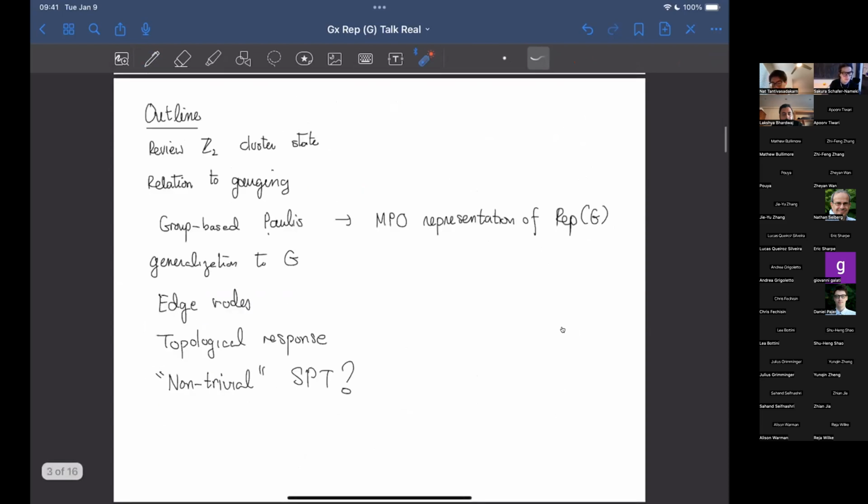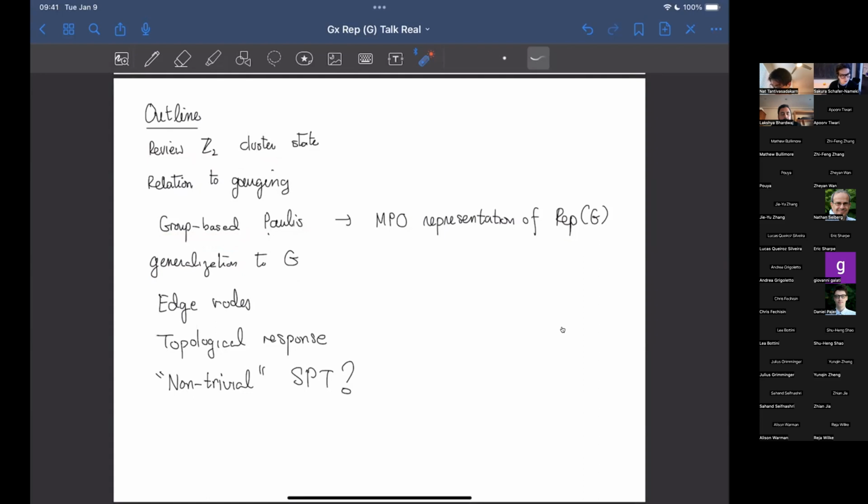Okay. So the outline of my talk is I want to first quickly review the Z2 cluster state. And I want to explain how this cluster state is closely related to the notion of gauging the Z2 symmetry. From that, I want to generalize this cluster state to the G case. And for that, the tool we'll need is the group-based Pauli operators. Based on this, we get a lattice representation of Rep G, which is a nice matrix product operator representation.